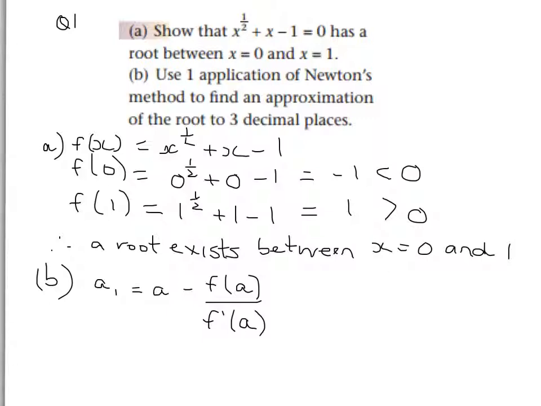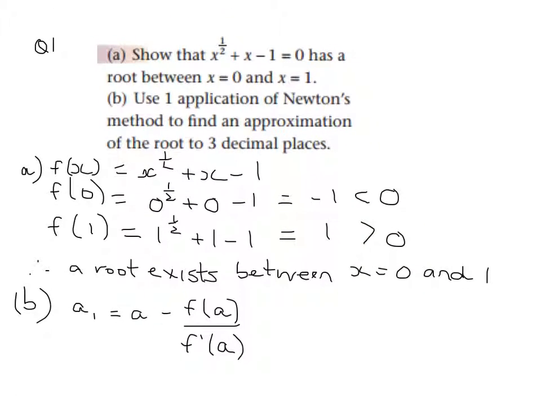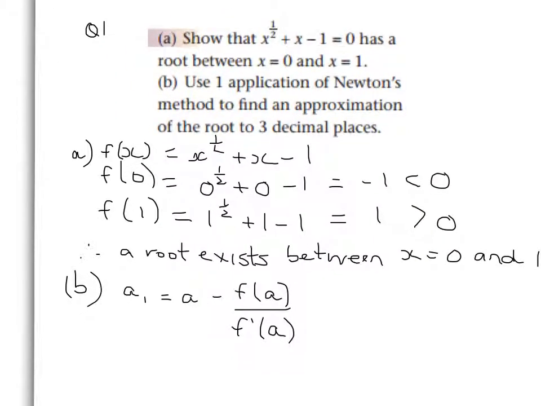You've got to choose between 0 and 1. Now this is unusual. Normally they do give you a value. So it's best to go and find the derivative first and see if it works. Okay, and in this case it actually doesn't because you have a 0.